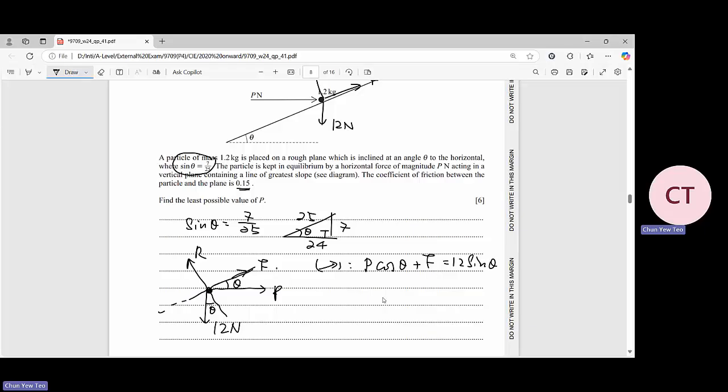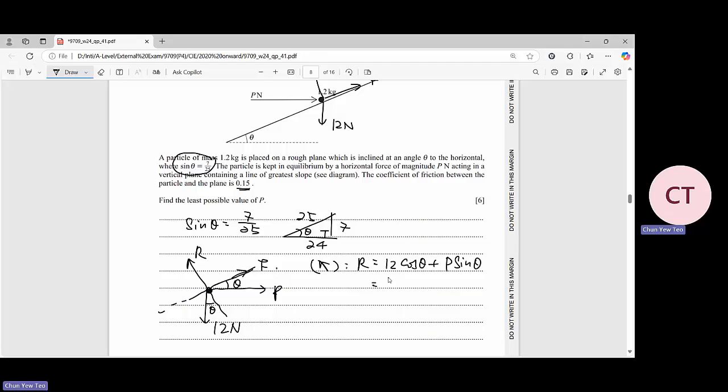So this one is P plus F sine theta. Sorry, we're supposed to find the normal contact force first. So to find the normal contact force, we resolve the forces this way. So we have R is equal to 12 cos theta. By using the right angle triangle diagram, it is 24/25, and we press a calculator. Oh, sorry, I resolved the forces not completely. Okay, I forgot the P. So R is actually equal to 12 cos theta plus P sine theta.